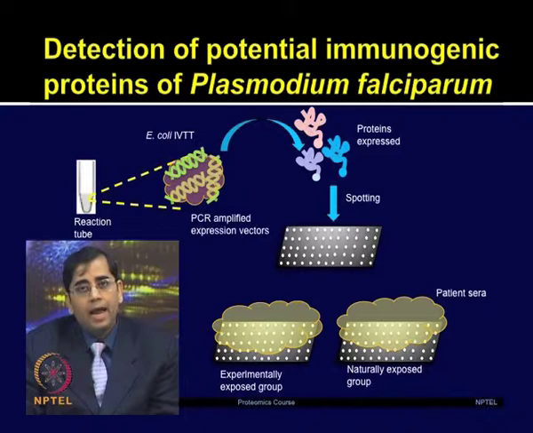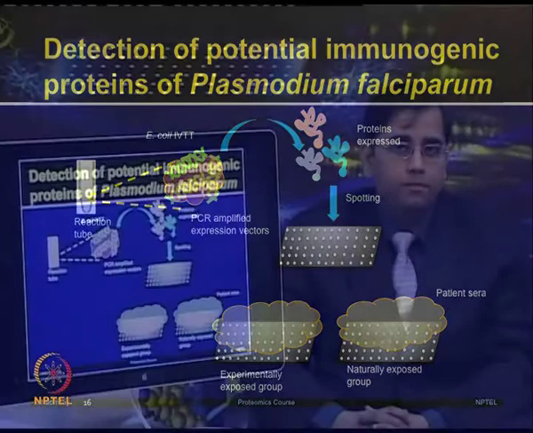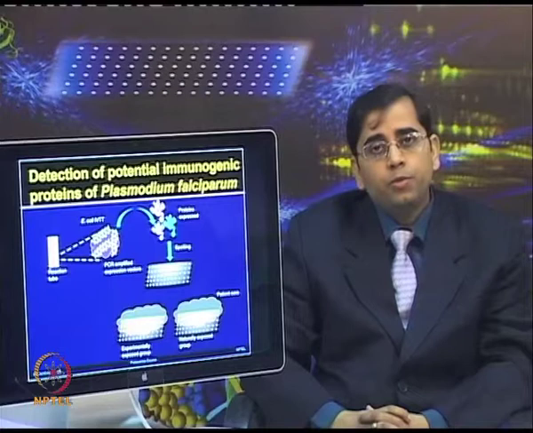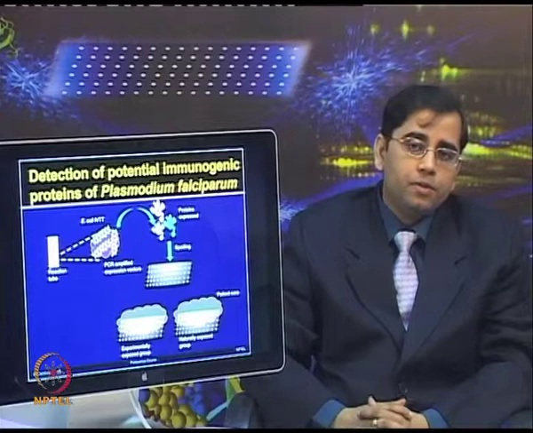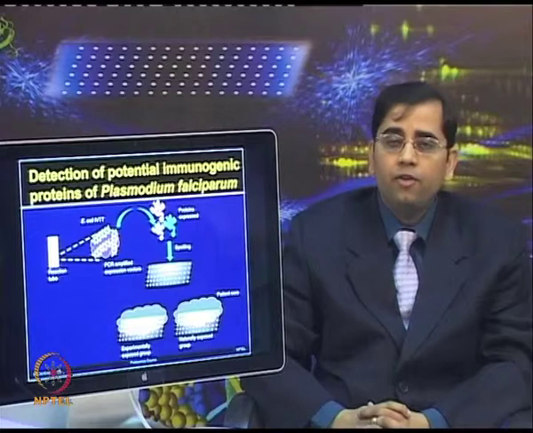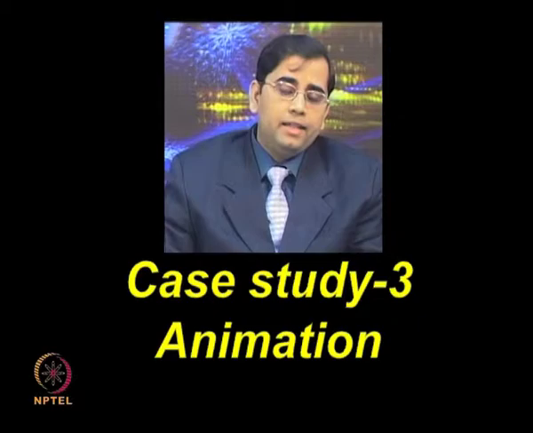Sera from malaria patients which have been exposed to the Plasmodium falciparum either naturally or experimentally were screened by using protein microarrays. In this study, authors identified 72 highly reactive Plasmodium falciparum antigens. The proteins expressed specifically in the pre-erythrocytic stage of Plasmodium, which was CSP, as well as some liver stage specific antigens such as LSA1 were identified successfully by applying cell-free expression based protein microarrays in this study. So, let us discuss this experiment and the study by looking at this animation.